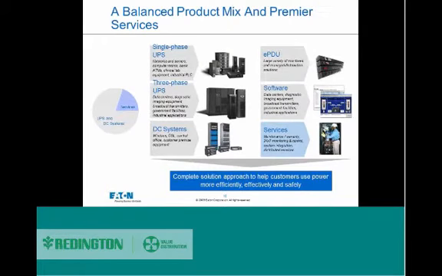Eaton as a company has a balanced mix of products in the power quality product portfolio. As you can see, they have models ranging from the single phase UPSs to the three-phase UPSs through to DC systems, which are usually used for telecom companies. That's where it's mainly used. You have the EPDUs or PDUs, the power distribution units, wherein you connect all your servers and your IT equipment to these PDUs, and from there onto your UPSs.